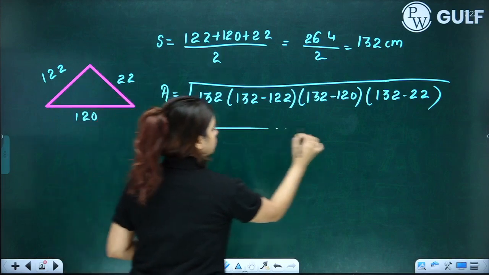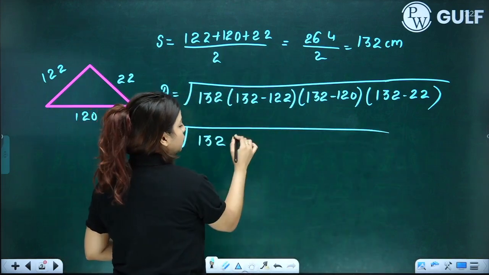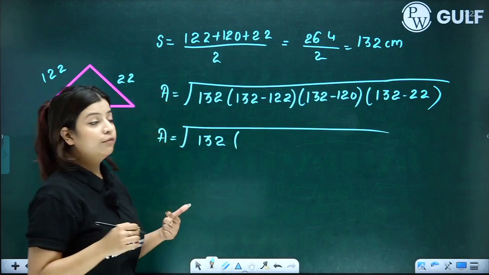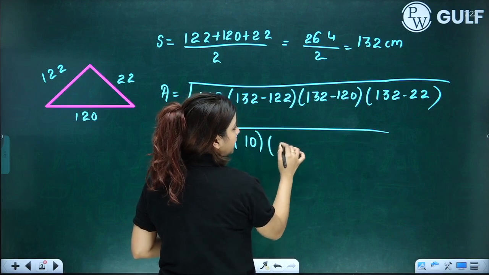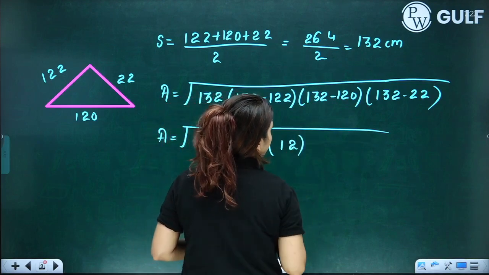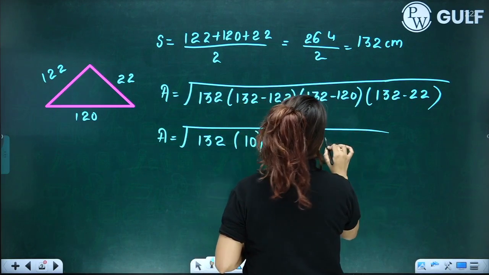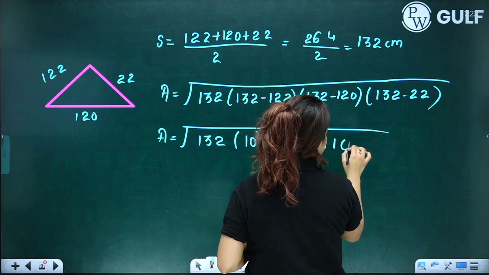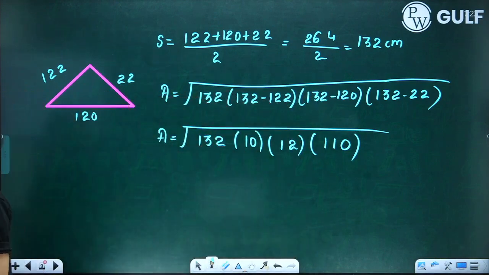Area is equal to the under root of 132, which will remain as it is. 132 minus 122 will give you 10. 132 minus 120 will give you 12, right? And over here you will be getting 110. So this is what we will be getting after we are done with the subtraction part. I hope this part is clear with everyone.